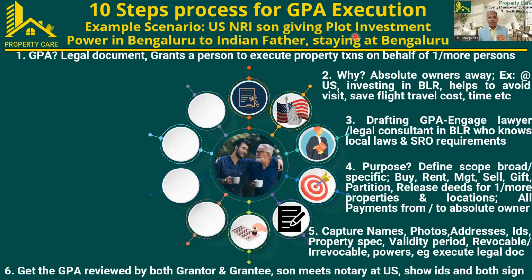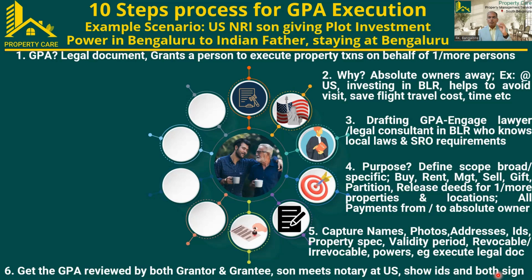And get the GPA reviewed by the grantor and grantee. So both son and father have to review it, and on top of that, a lawyer is drafting it. Once these three people are fine with it and it complies with the local sub-registrar office requirements and legal compliance, then the son who is in the US prints it and goes to the nearest notary in the US location and shows his IDs and signs in front of the notary.